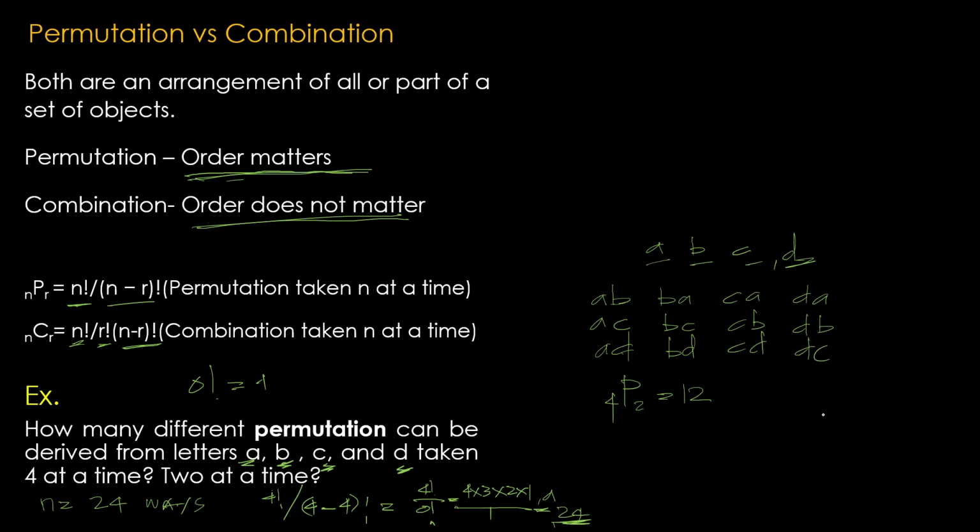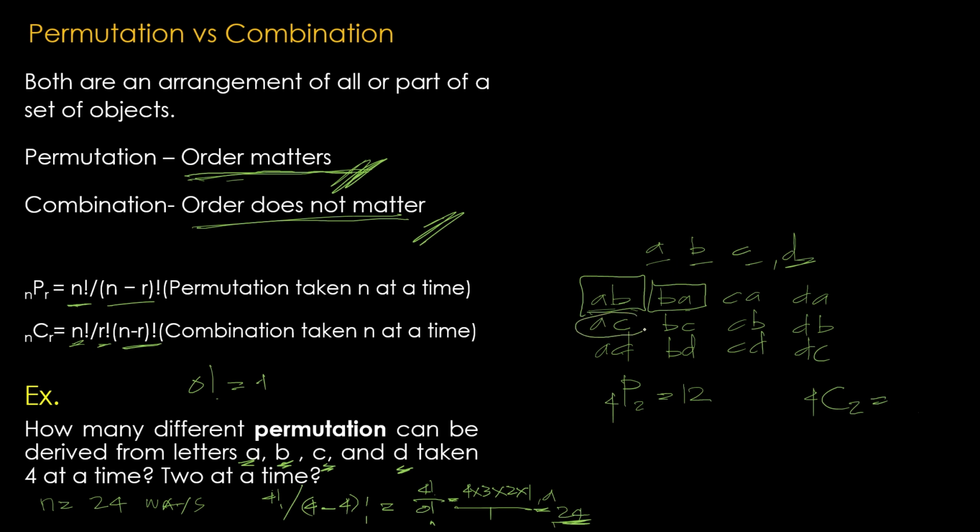If you are to find the combination of 4 letters taken 2 at a time, it's like this. In permutation, order matters; in combination, the order does not matter. Meaning, AB and BA is the same. In permutation, AB and BA are different. But in combination, AB and BA are the same.